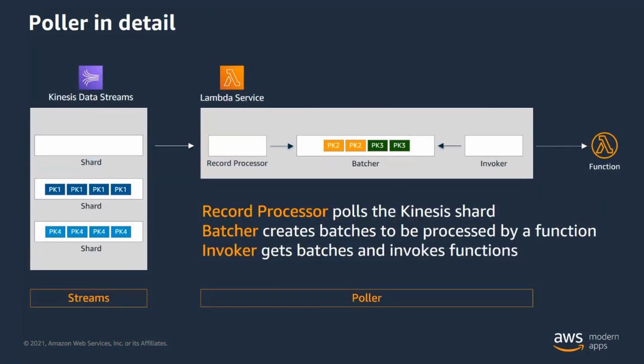Internally, a record processor polls the Kinesis shard. The batcher creates the batches to be processed by the function, and the invoker gets batches and invokes your Lambda function.